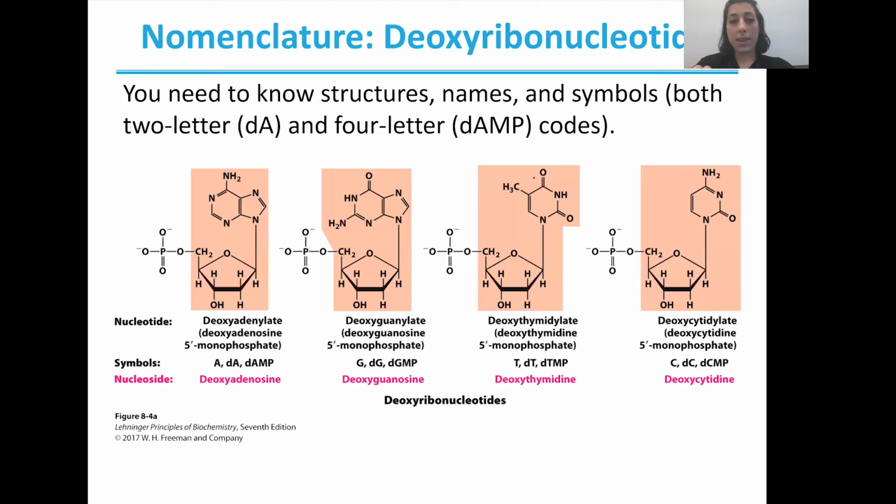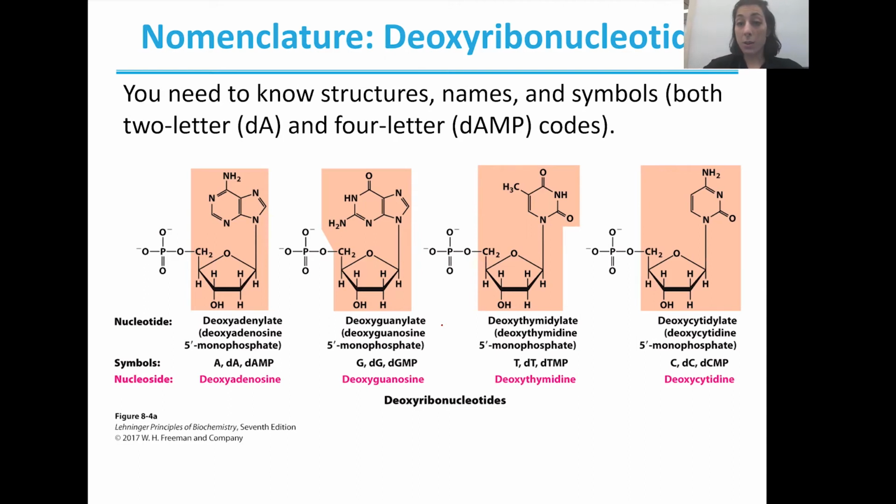So here are the actual structures of the full nucleotide, depending on if you have an adenine, a guanine, a thymine, or a cytosine. And how you name them and their symbols that we can use to talk about their names. So again, if we have the actual nucleotide, we're going to use the adenylate, the -ate ending. And here we're distinguishing also what type of sugar it is attached to.